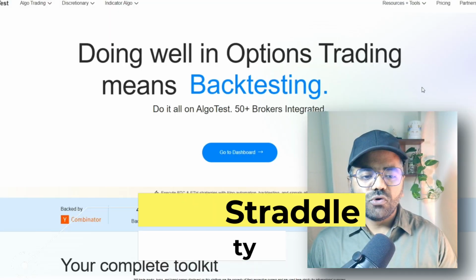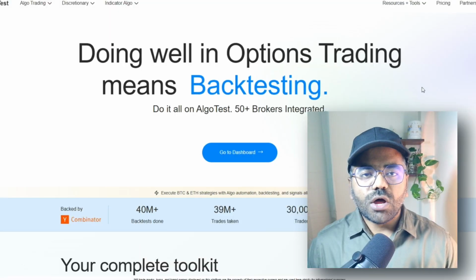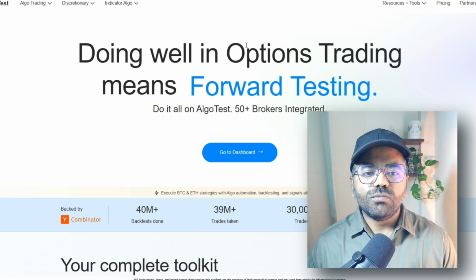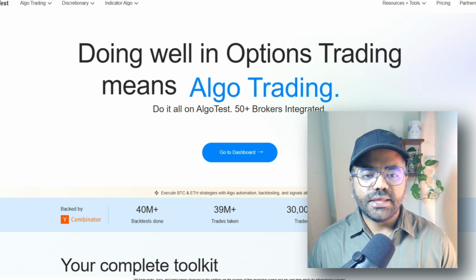For that, I am going to use AlgoTest. AlgoTest is a website where you can do backtesting, forward testing, and then algo trading.